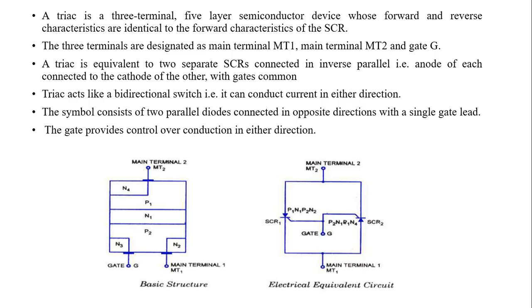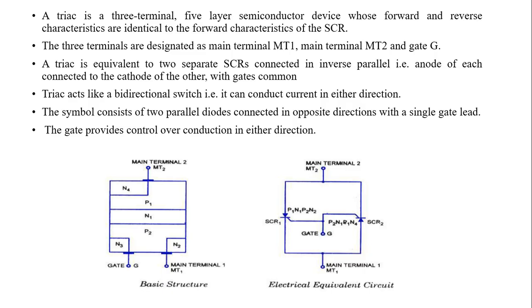A TRIAC is equivalent to two separate SCRs connected in anti-parallel or inverse parallel. That is, the anode of each is connected to the cathode of the other, with the gates common. And it acts like a bidirectional switch. It can conduct in either direction, and it consists of two parallel diodes connected in opposite directions with a single gate lead. The gate provides control over conduction in either direction.